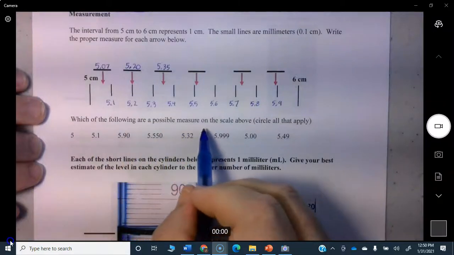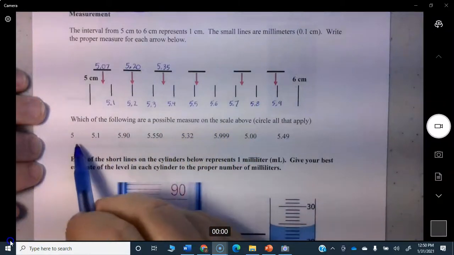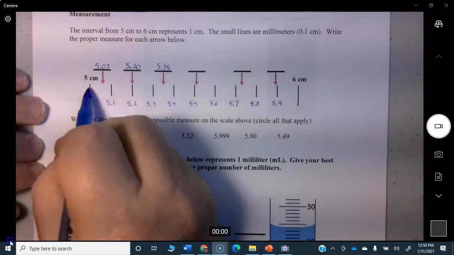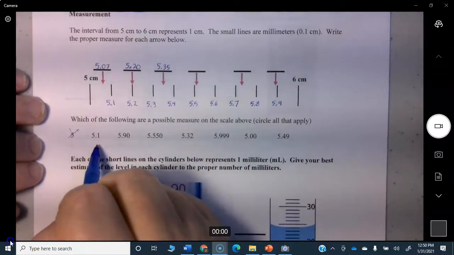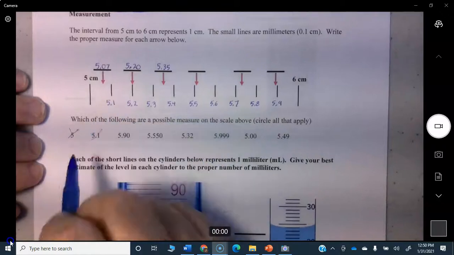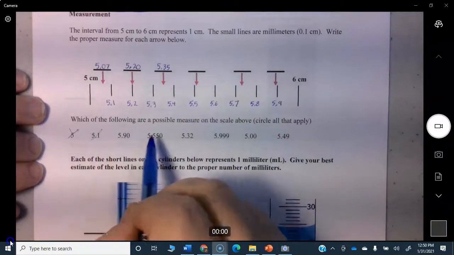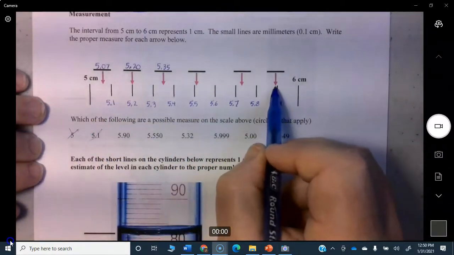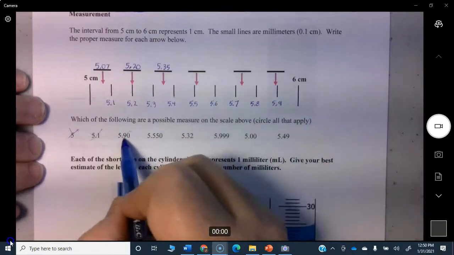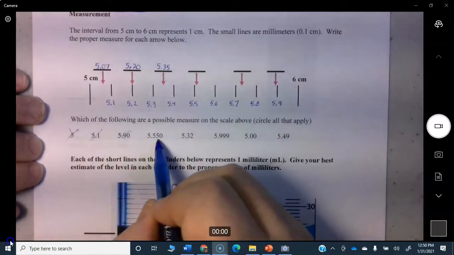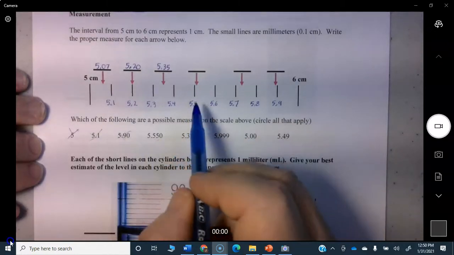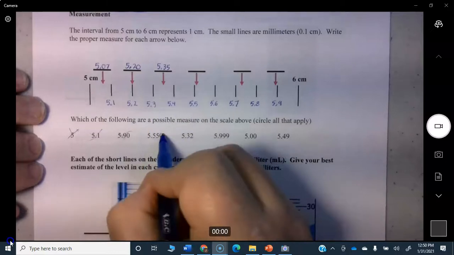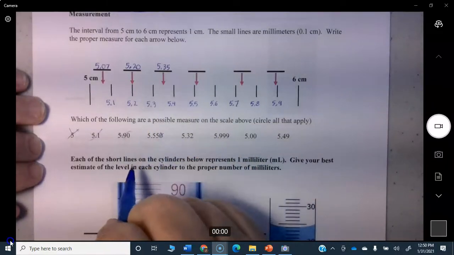Which of the following are possible measures on the scale above? 5. No. None of the red arrows is pointing to that, so I'll just lightly do that. 5.1, no. There's nothing pointing right to that. 5.90, not quite. This isn't right on 5.90. I'm going to say no on that. How about 5.550? There's nothing right on 5.55, but this would be wrong anyway because you can't go to that extra place. You can only go 2 after the decimal.